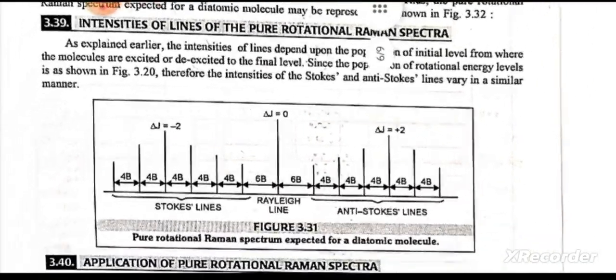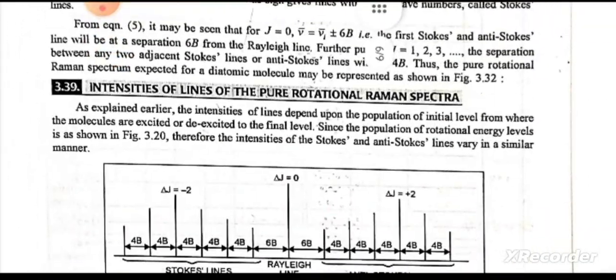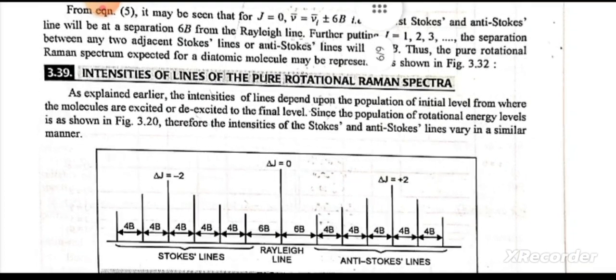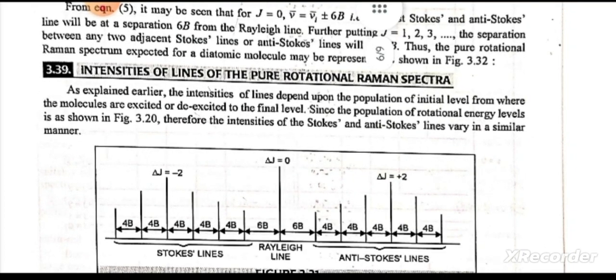Intensity of the pure rotational Raman spectra. As explained earlier, the intensity of the lines depends upon the population of the initial level from where the molecules are excited or de-excited to the final level. Since the population of the rotational energy levels is shown in figure 3.20, the intensity of the Stokes and anti-Stokes lines varies in a similar manner.